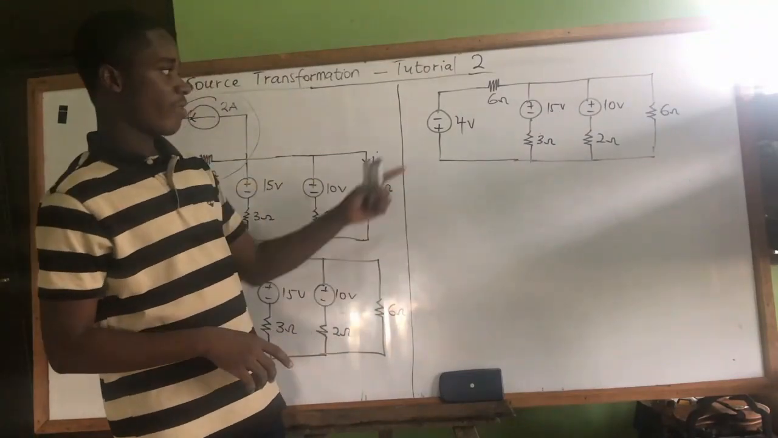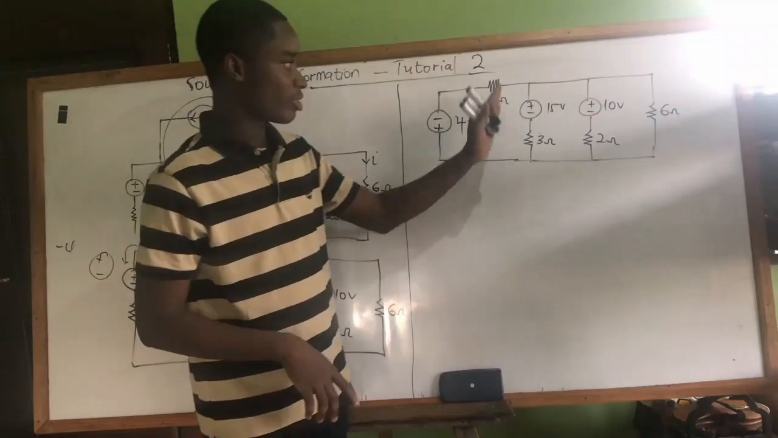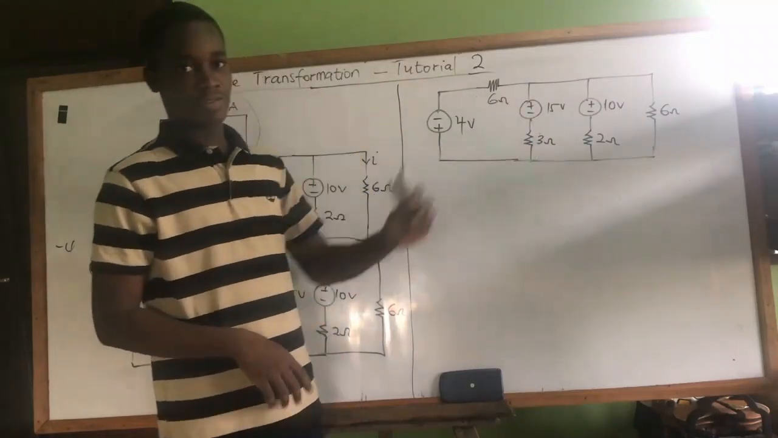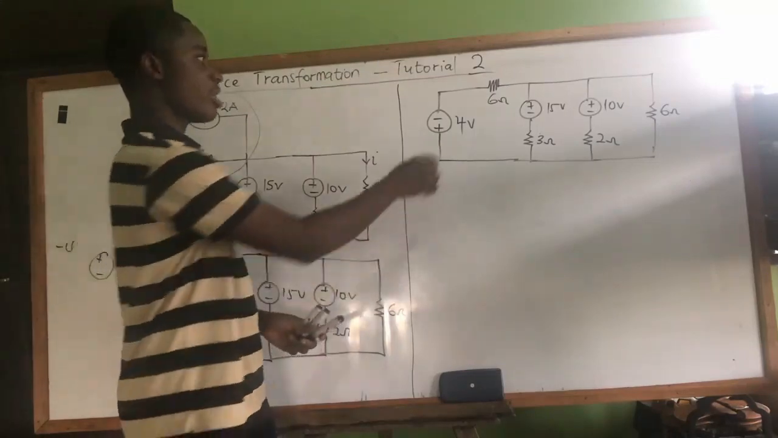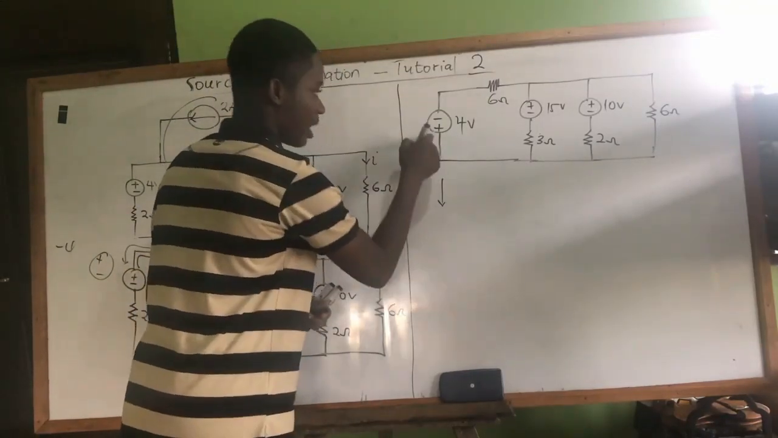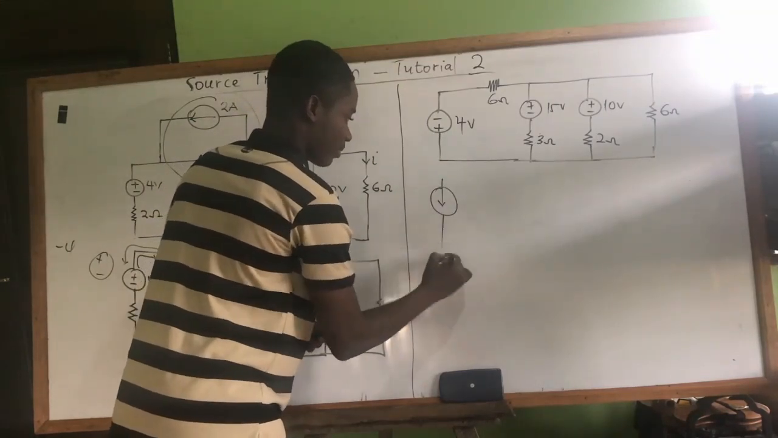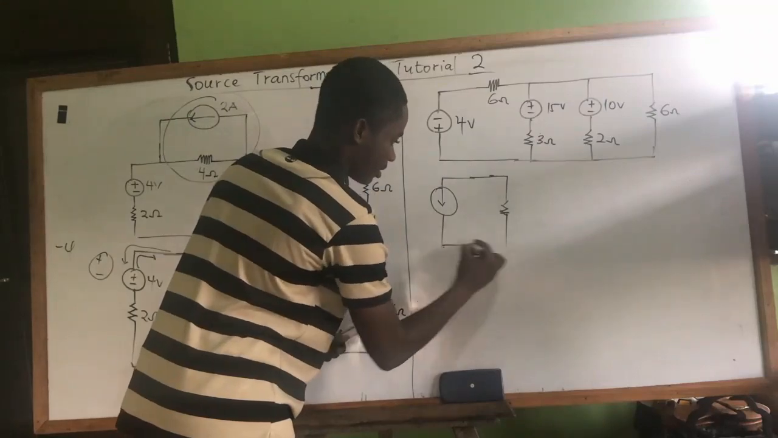But then we can convert the voltages to current, because each voltage on each branch is connected in series with a resistor. So we can do the transformation on each of the branches. So let's consider this branch first. You can get a current source moving down because of this plus, and the value of that current source will be parallel to this resistor.